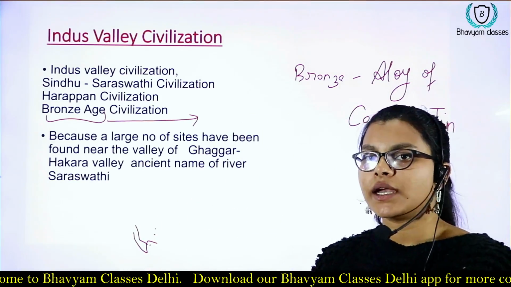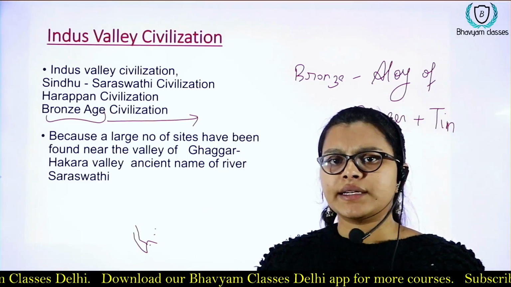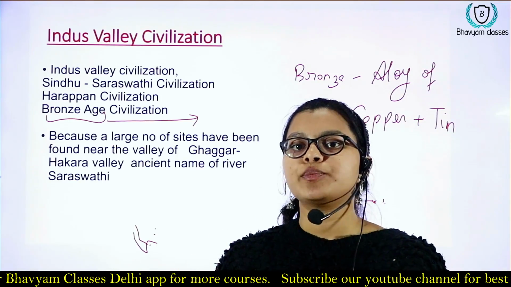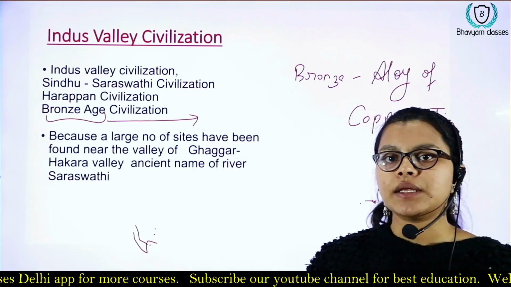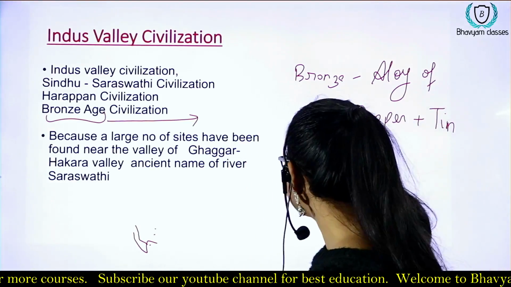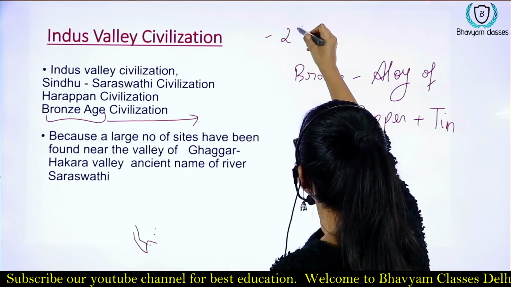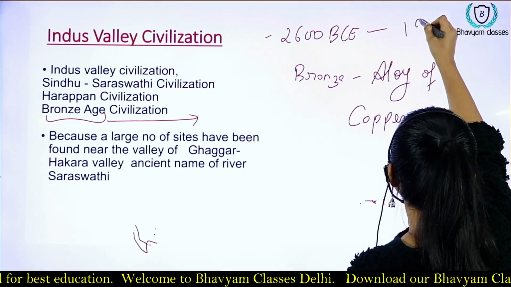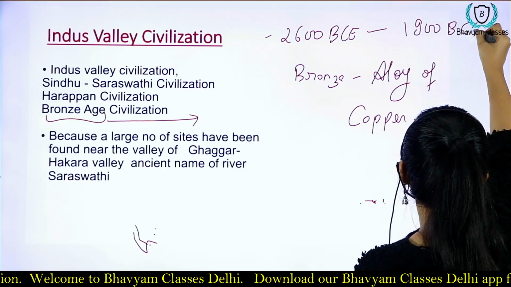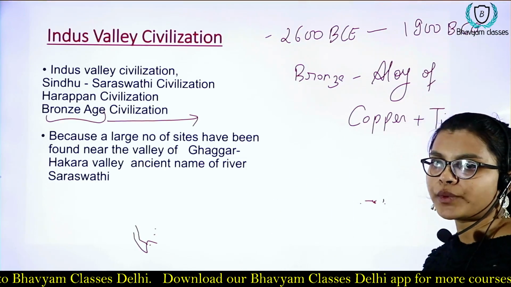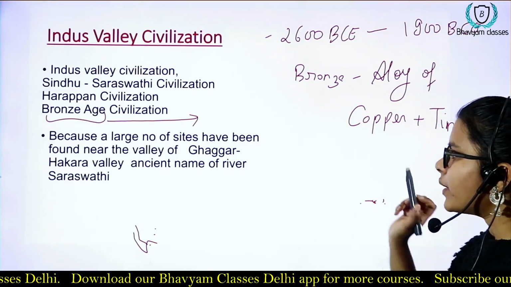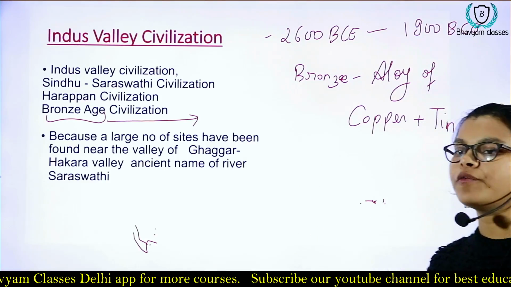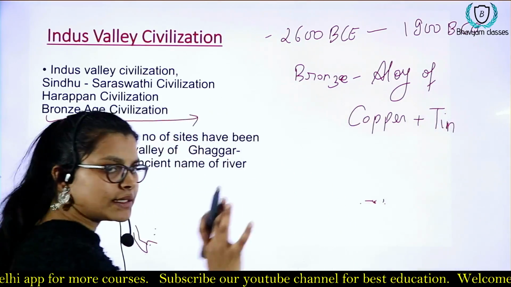See, when we study Indus Valley civilization, we refer to the art and architecture, craft, religion and all those things. But we study specifically the mature age. So when we study the mature Harappan civilization, it stands from 2600 BCE to 1900 BCE. Fine. So I told you it is known as the Bronze Age civilization because we find a lot of artifacts made of bronze during this period, or in this civilization, fine.